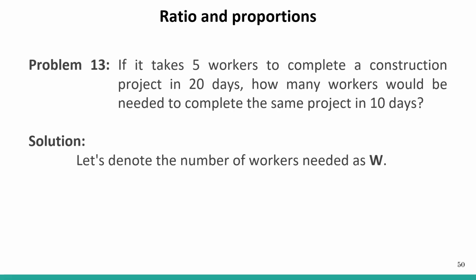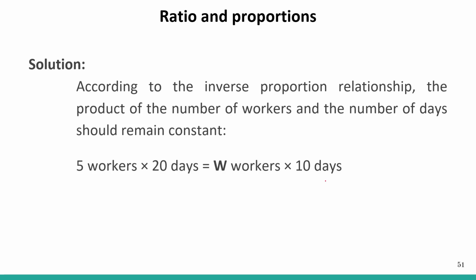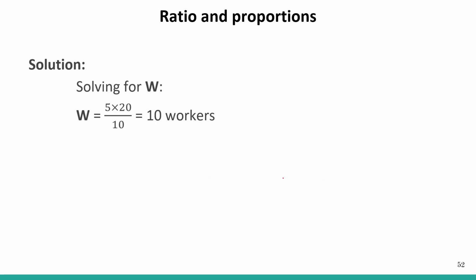Let's denote the number of workers as W. This is how we proceed with assumption questions. According to the inverse proportion relationship, the product of number of workers and the number of days should remain constant. So 5 workers into 20 days is equal to W workers into 10 days. Solving for it, W is equal to 5 into 20 by 10, that is equal to 10 workers.